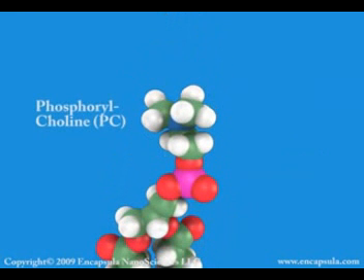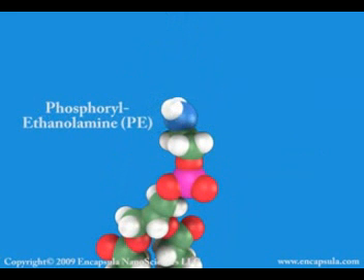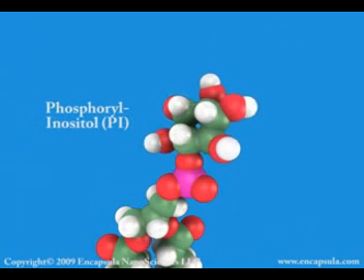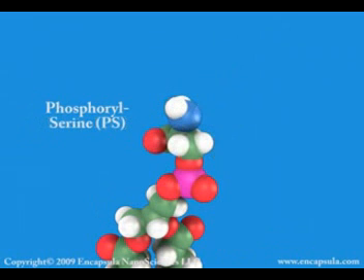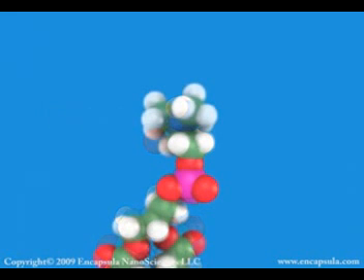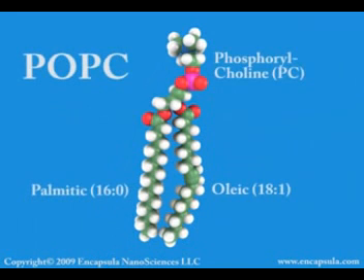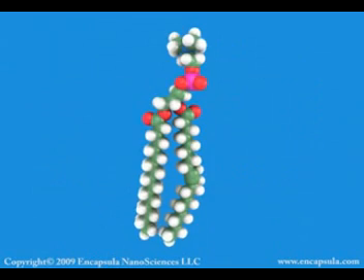The most common phospholipid head group found in nature is phosphorylcholine, or PC. Other head groups include phosphorylethanolamine, known as PE, phosphorylglycerol, known as PG, phosphorylinositol, known as PI, and phosphorylserine, known as PS. The PC and PE head groups have no charge, while the PG, PI, and PS head groups are negatively charged. The most common naturally occurring phospholipid is POPC.